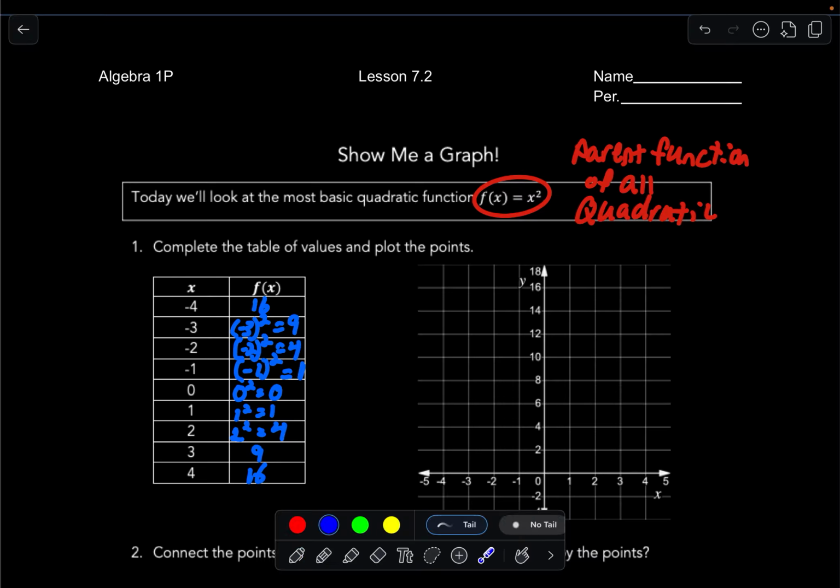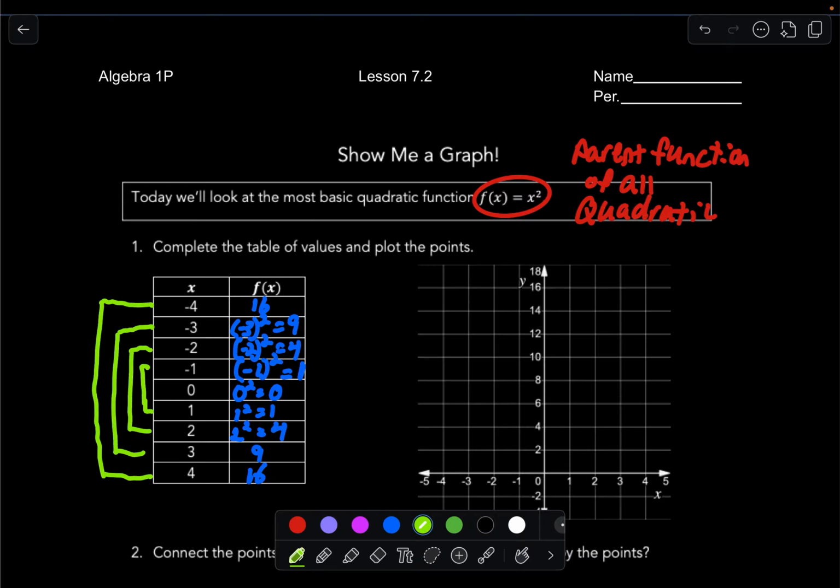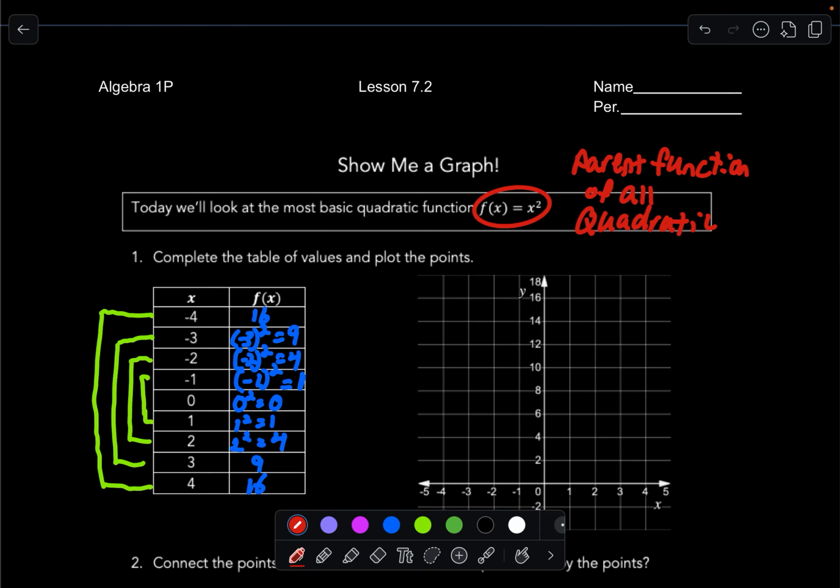Something that you should notice is that when you're the same distance away from 0, like right here, negative 1 and 1, you're at the same value, 1. When you're at negative 2 and 2, you're at 4. And when you're at negative 3 and positive 3, you're at 9. And negative 4, positive 4, you're at 16. So that tells you basically that at 0, this point right here, the graph is symmetric.